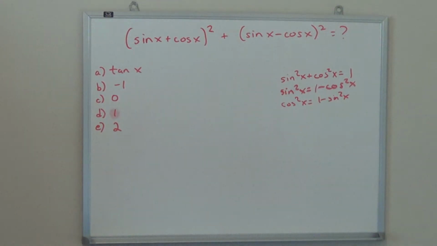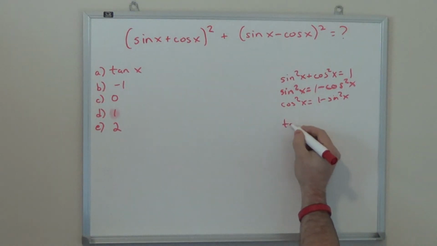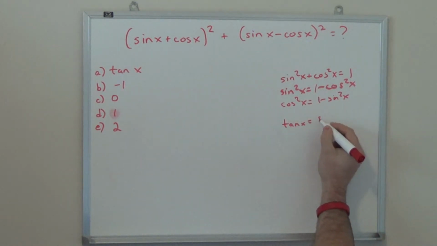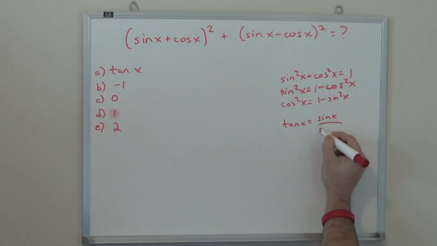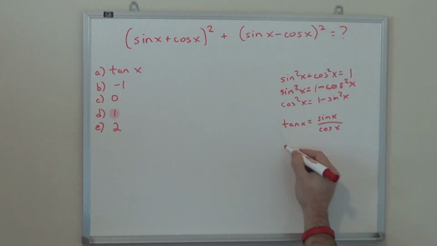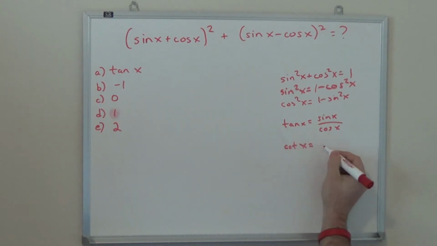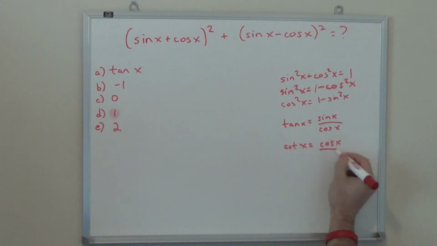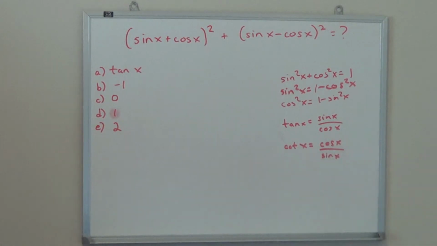That's one identity. The other identity you want to make sure you definitely know is that tangent is the sine over the cosine. And likewise, if you want to get technical, cotangent is just the flip of that, which is cosine over sine. So we want to make sure we have those down cold. They're not going to give it to you, so you want to make sure you know that.